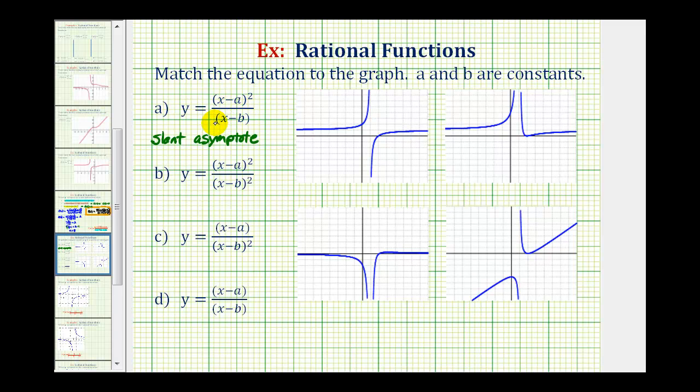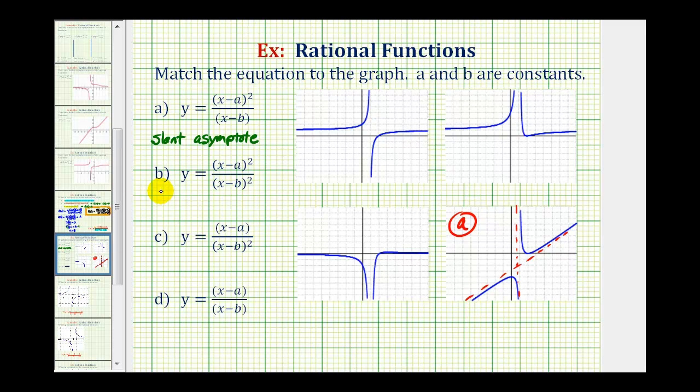And notice also we'd have a vertical asymptote at x equals b. Looking at our graphs, this is the only graph that has a slant asymptote and a vertical asymptote, and of course no horizontal asymptote. So this would have to be the graph of equation A.